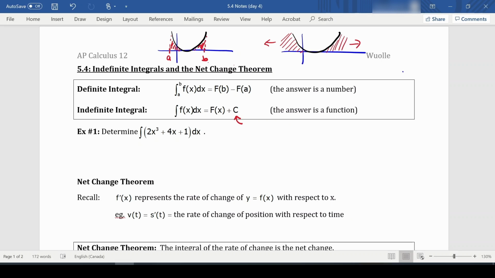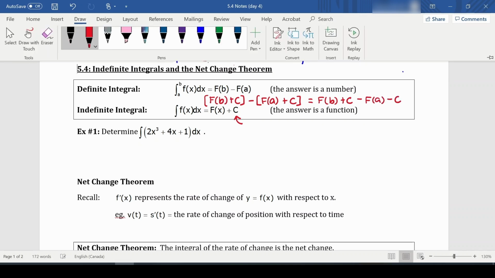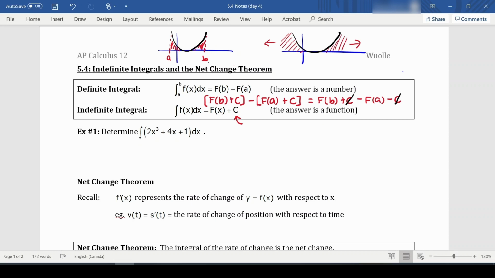You must include this. The reason we did not have this in our definite integral is because technically we have F of b plus c minus F of a plus the same constant c. When you expand this, you get F of b plus c minus F of a minus c, and our c's cancel out. So we never needed c for our definite integrals because when we evaluate at an upper and lower bound, the c's from those two bounds cancel out with each other. When we are not evaluating, we must include this c at the end of our integration.